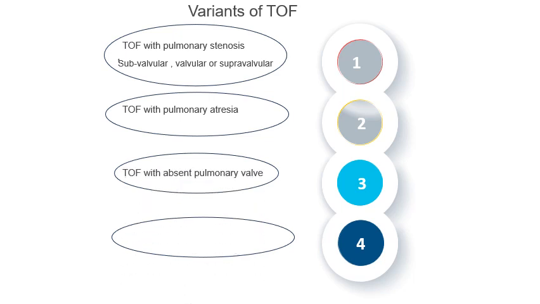The third variant is tetralogy of Fallot with absent pulmonary valve. The fourth variant is tetralogy of Fallot with atrioventricular septal defect, which is the least common variant. Another abnormality that can be seen with Fallot is abnormal coronary anatomy, which is seen in 10% of cases, which means that the right coronary artery is crossing the RVOT.